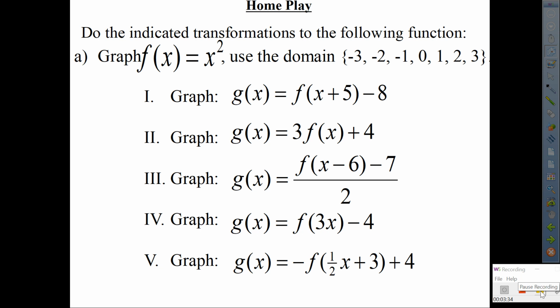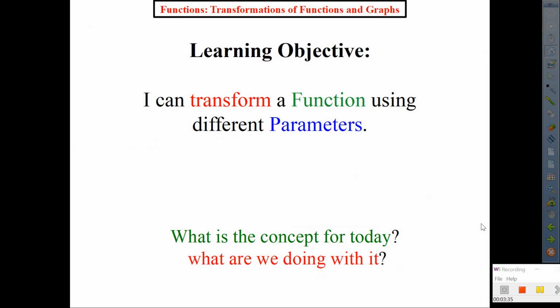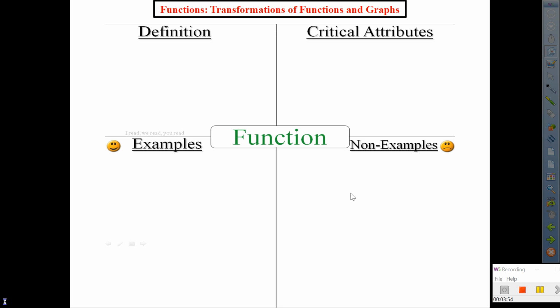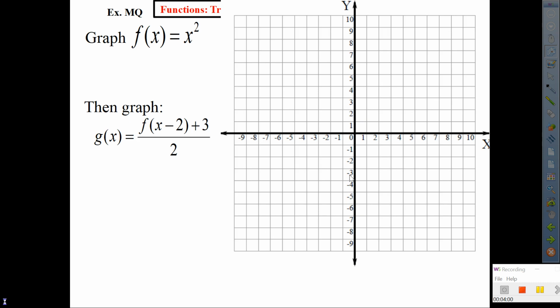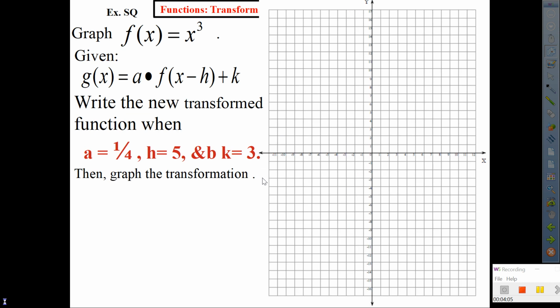Copy that. And here's the objective. Our objective for today: I can transform a function using different parameters. So we're still on transformations. We know what functions are. Then we got to this one yesterday, is that correct? Yes. Then we did this one, yes.